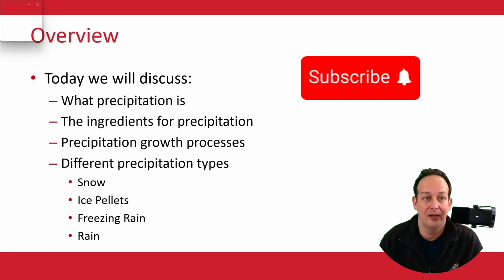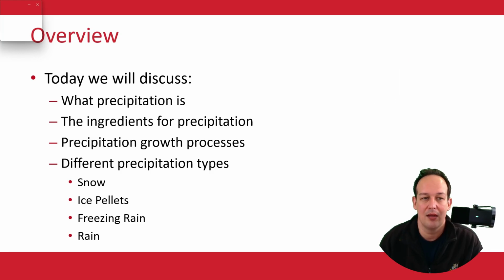In this video, we're going to be talking about precipitation, what it is, the ingredients for precipitation, how precipitation grows through the growth processes, and the different precipitation types, which include snow, ice pellets, freezing rain, and rain.